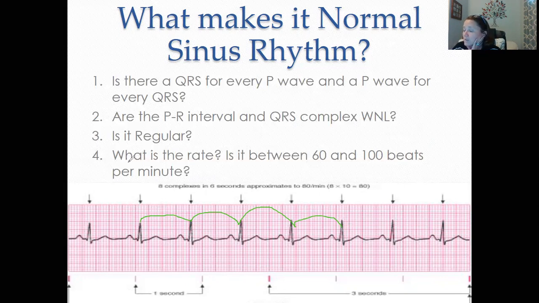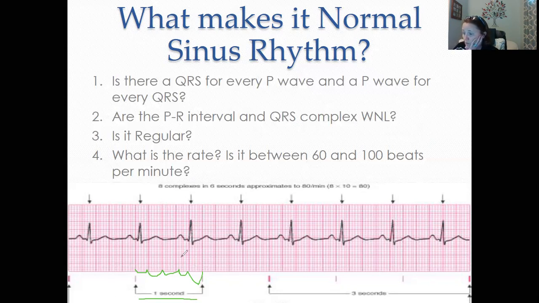Lastly is, what is the rate? So we want a normal rate of 60 to 100 beats a minute. So how do we look at this strip and determine what the rate is? Remember, we talked about that every 5 boxes, 1, 2, 3, 4, 5, represents 1 second.